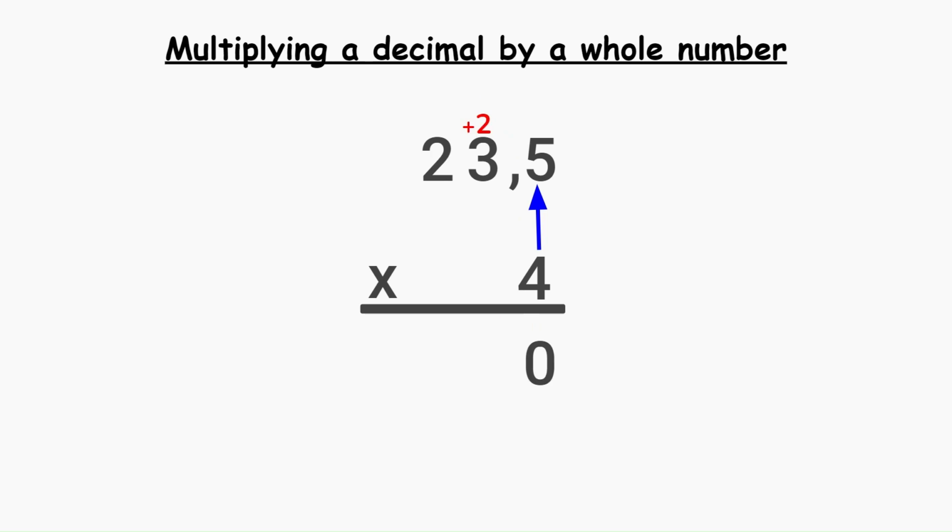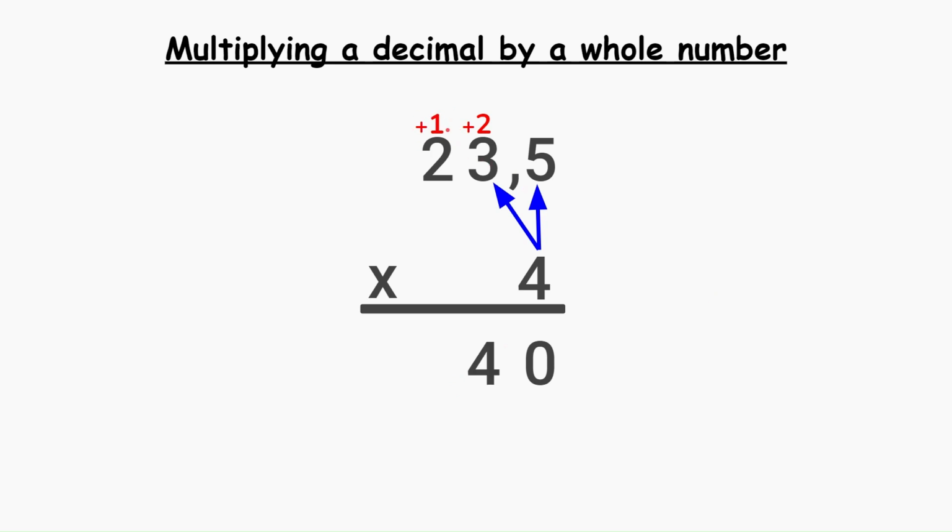Let's do that. Now that we've carried the 2, we need to multiply 4 by the next digit on the top, which is 3. 4 multiplied by 3 is 12, and we need to add 12 with the number that we already carried, 2. 12 plus 2 is 14. But 14 is a double digit number and we need to carry the 1. So let's do that.